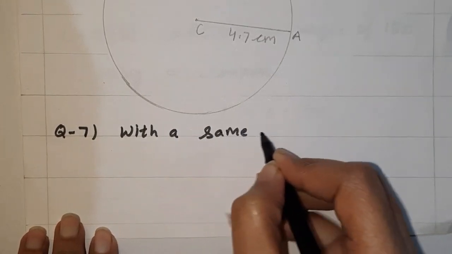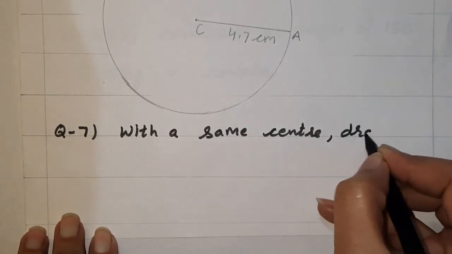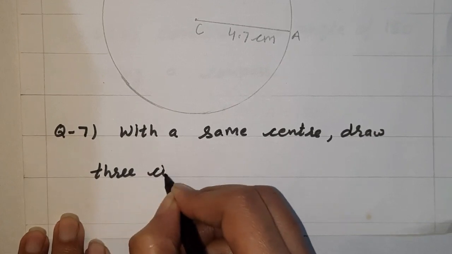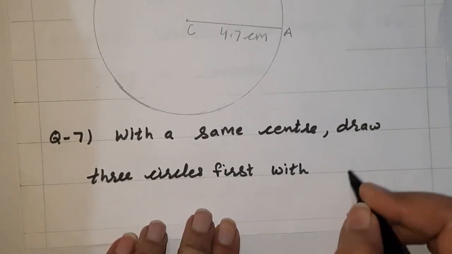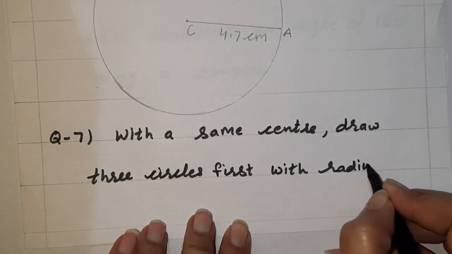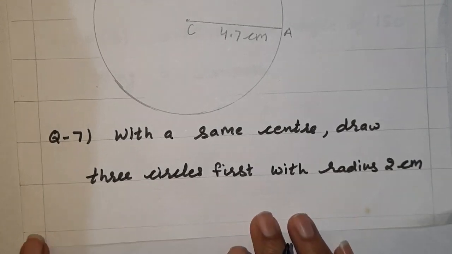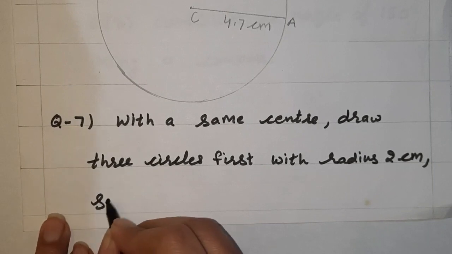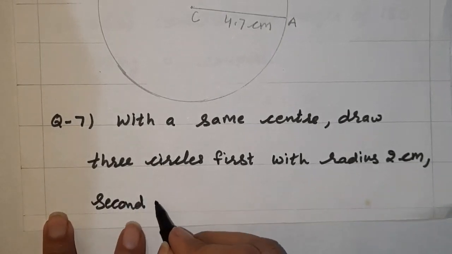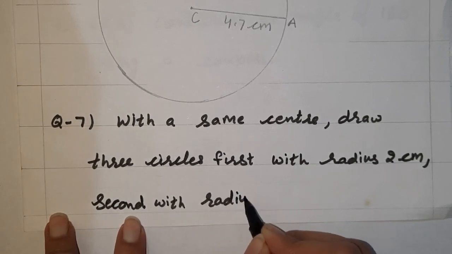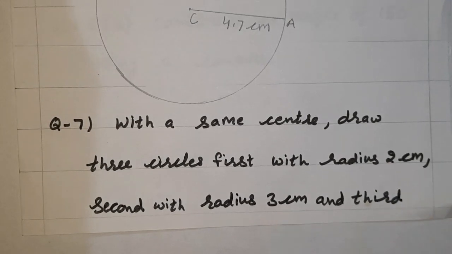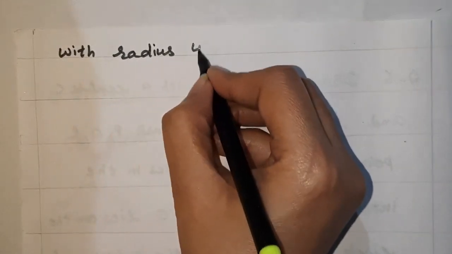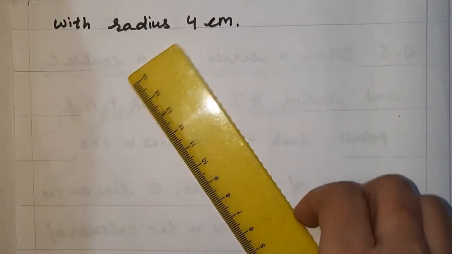With the same center, draw 3 circles: first with radius 2 centimeter, second with radius 3 centimeter, and third with radius 4 centimeter. Concentric circles we have to draw.